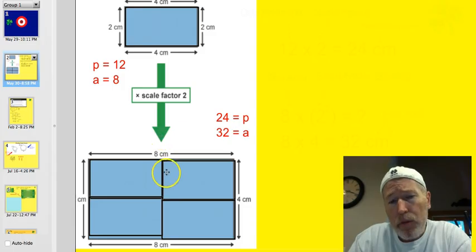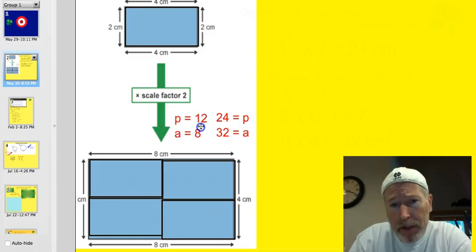Now, this one here is twice as large. It has a scale factor of 2. And if you take a look at the measurement of the perimeters, you're going to notice something. The original perimeter of this rectangle was 12. The perimeter of the rectangle that is twice as big is 24. You'll notice that the perimeter doubled. Scale factor was 2, the perimeter doubled.